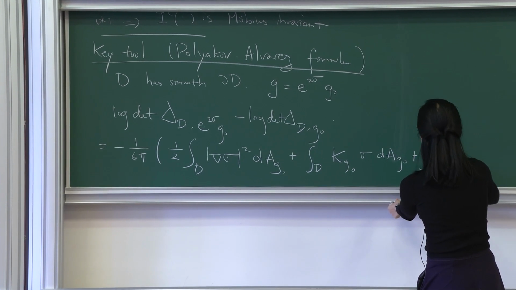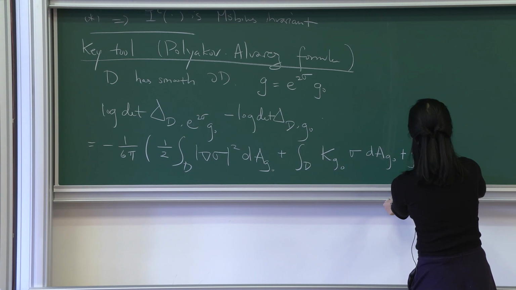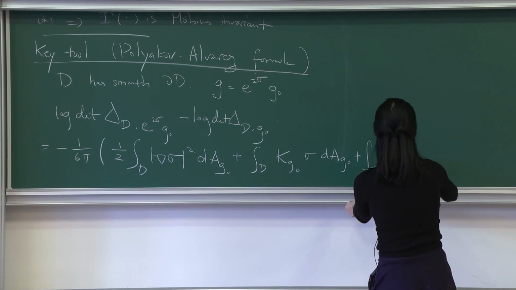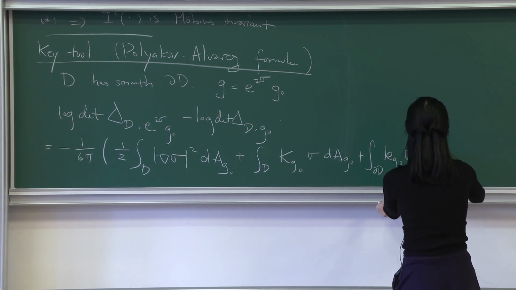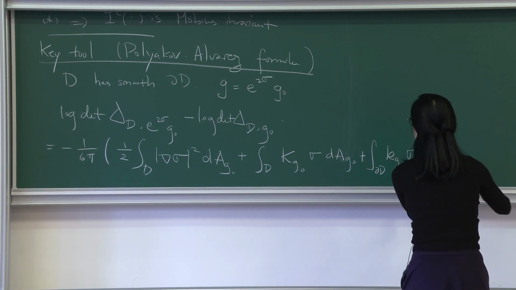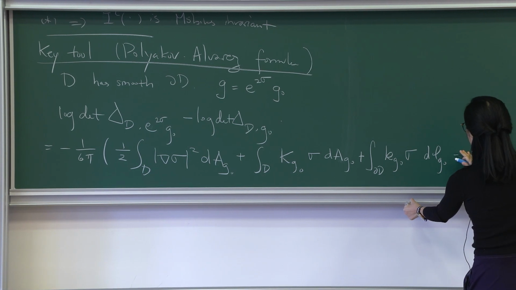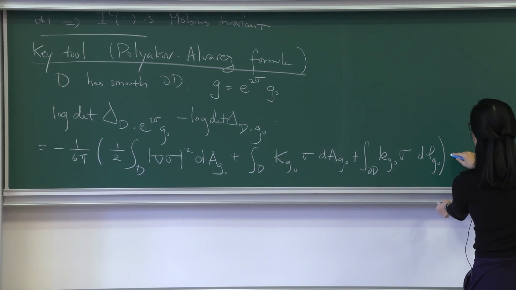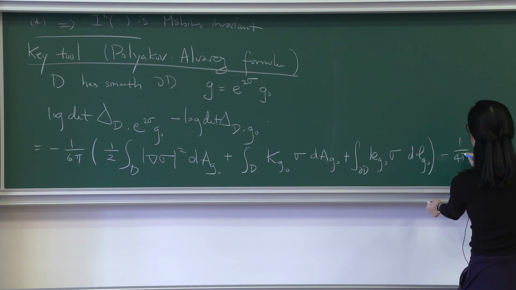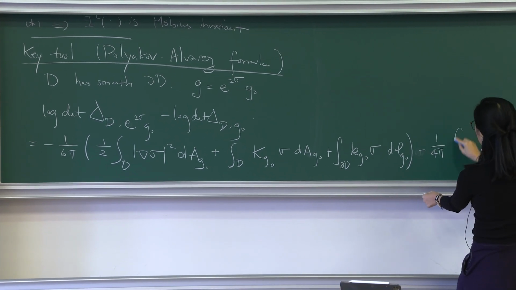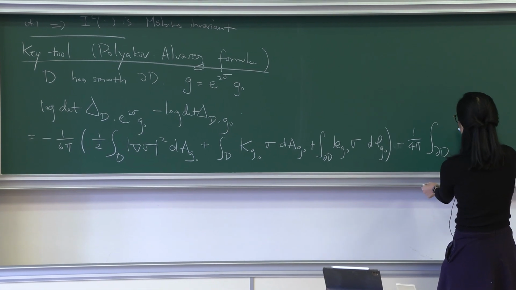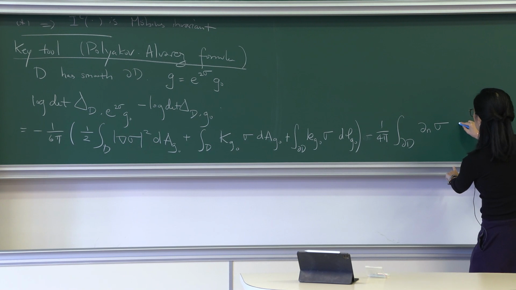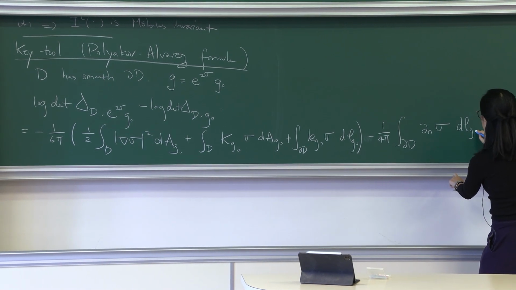Plus the integral over the boundary of D, k_{g_0} of sigma, plus minus 1 over 4 pi integral of the normal derivative of sigma, now with respect to g naught.